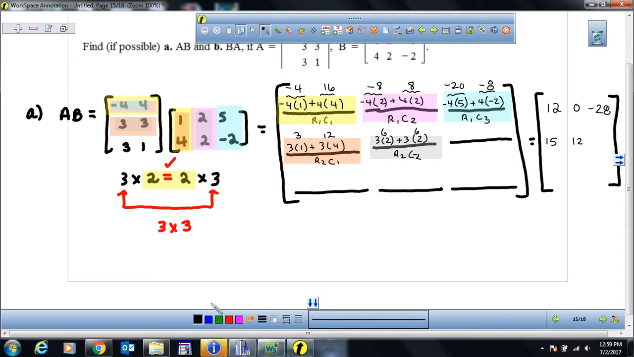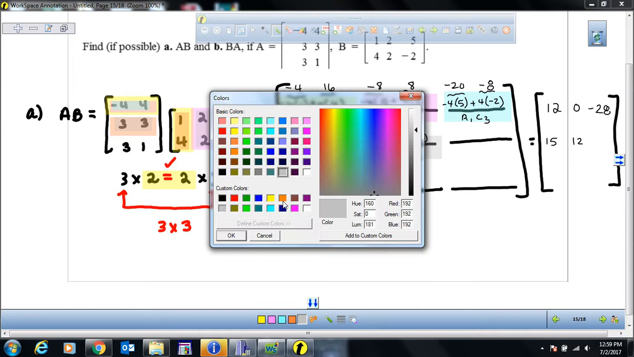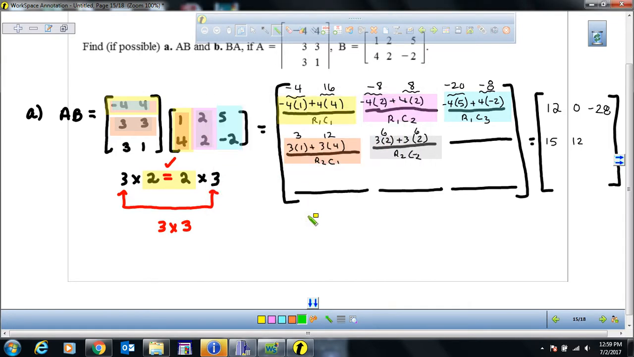Now, the rest of them I'm going to do it with a pen, so I don't have to write more. Or let me see if I can change at least one of the colors here. Let me change it to this. Okay.